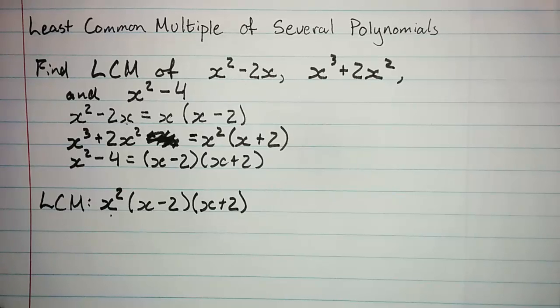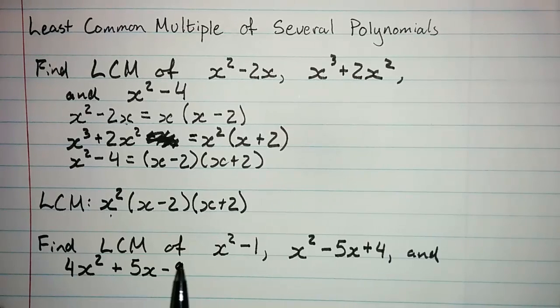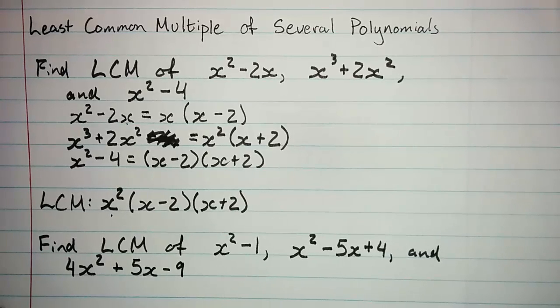I'm going to give you one of these to try. Find the least common multiple of the three polynomials x squared minus 1, x squared minus 5x plus 4, and 4x squared plus 5x minus 9. Pause the video and try this now.